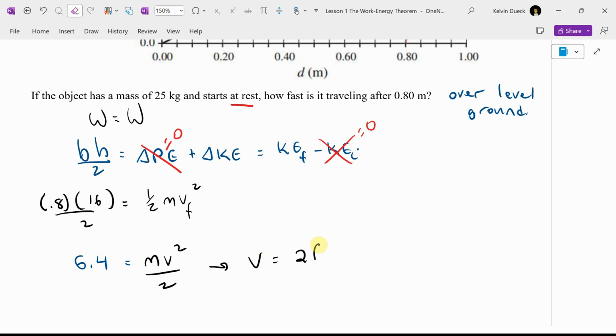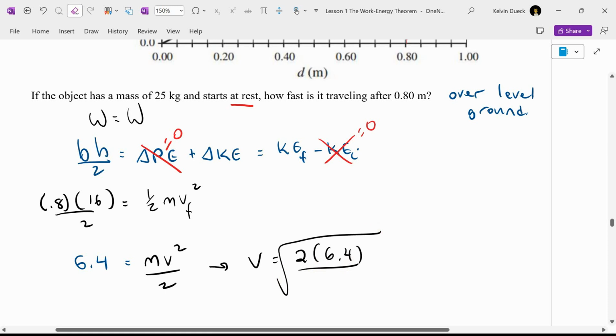V is going to be the square root of 2 times 6.4 divided by, and what was the mass? I've scrolled down. Oh, 25? Square root. I have no idea what the answer is here.